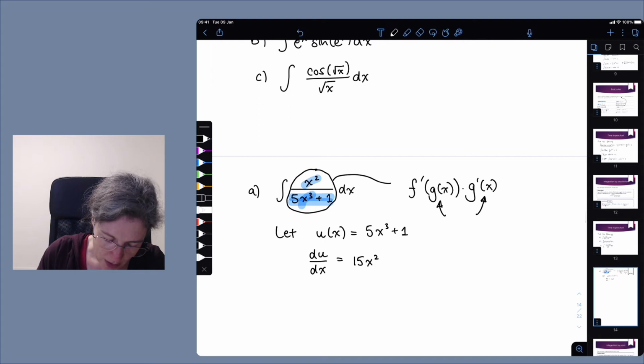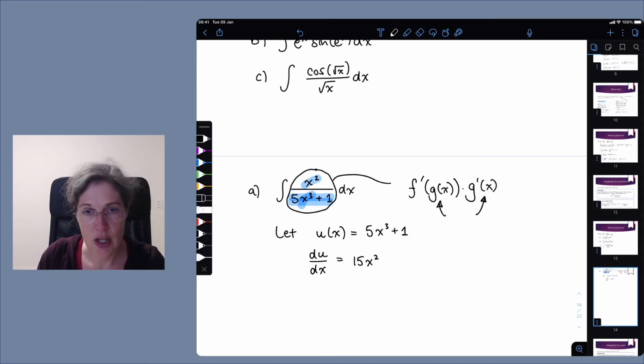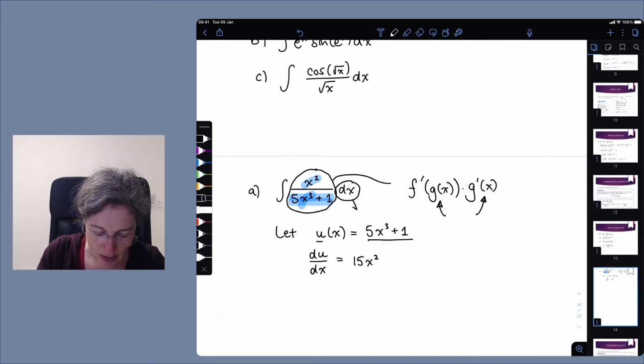Well, what I'm really wanting to do is change my variables. So I want to change from using x's to using u's, because that's going to make my life a lot easier. Notice that my u is just a u, whereas 5x cubed plus 1 is a bit more complicated. So I need to replace all the x's in here with things involving u, including somehow turning this magically into a du.